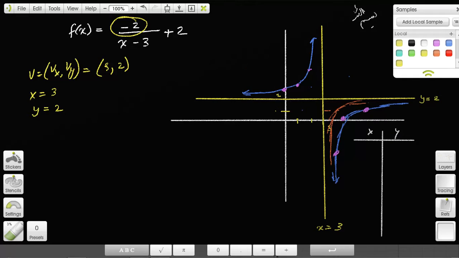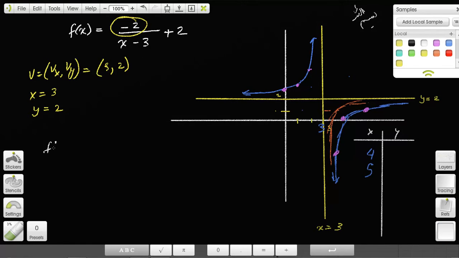3 points to graph this part. 5. 5, very good. No, you've got to make your math easy. So this is x equals 3, right? Right here's 3, right? Okay, how about 4? Okay, how about 5? Let's see what happens when you do that.